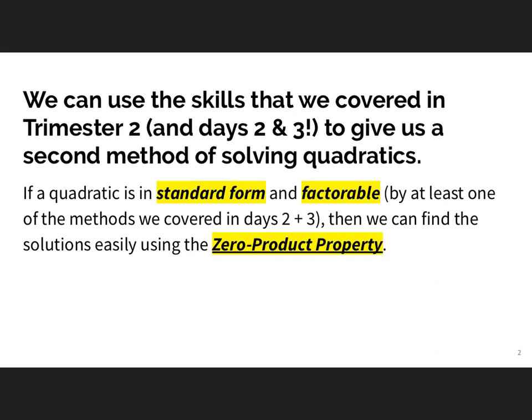So like I said, we can use the skills that we covered in trimester 2 and in assignments 2 and 3 to give us a second method of solving quadratics. If a quadratic is in standard form and factorable by at least one of the methods that we covered in days 2 and 3, then we can find the solutions easily using the zero product property. And this is probably the most common way of solving quadratics.